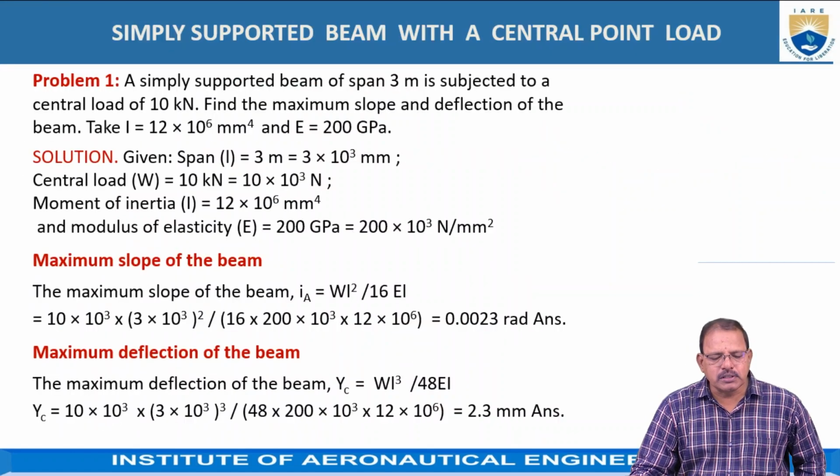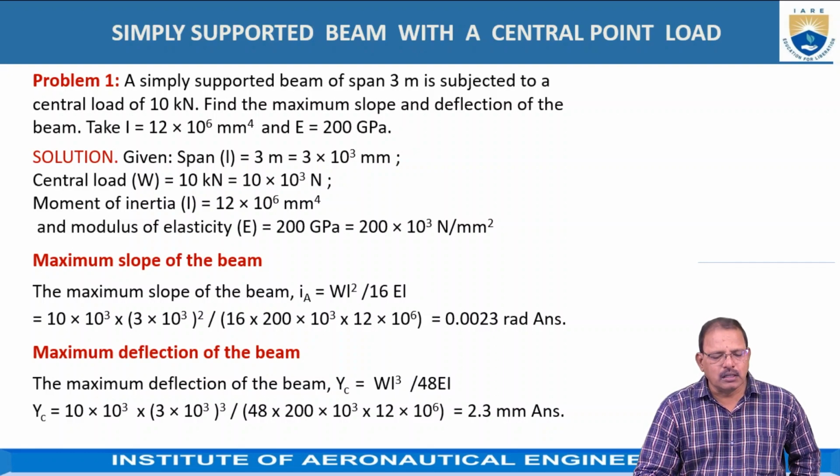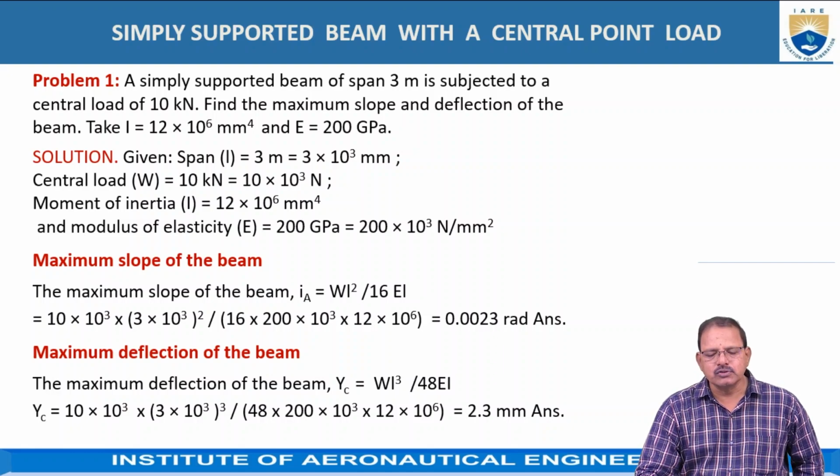Here the problem is based on the simply supported beam with the central load. A simply supported beam of length 3 meters is subjected to a central load of 10 kilonewtons. Find the maximum slope and deflection of the beam. Take I is equal to 12 into 10 to the power of 6 mm to the power of 4 and E is equal to 200 gigapascal.